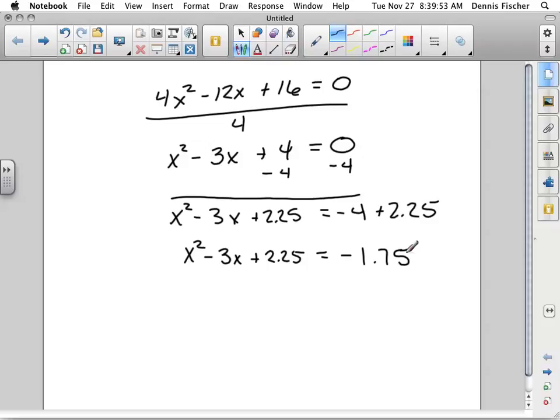Now, if you remember how we did the one side here on completing the square, this side factors down nicely. It always factors down to the square root of that term, x, same sign, minus half my middle term, squared equals negative 1.75.